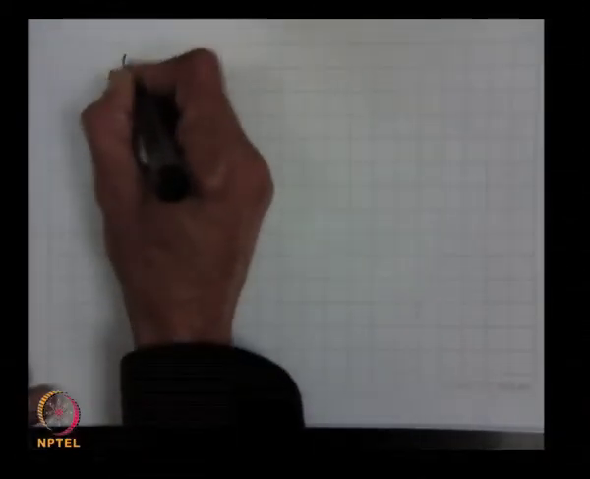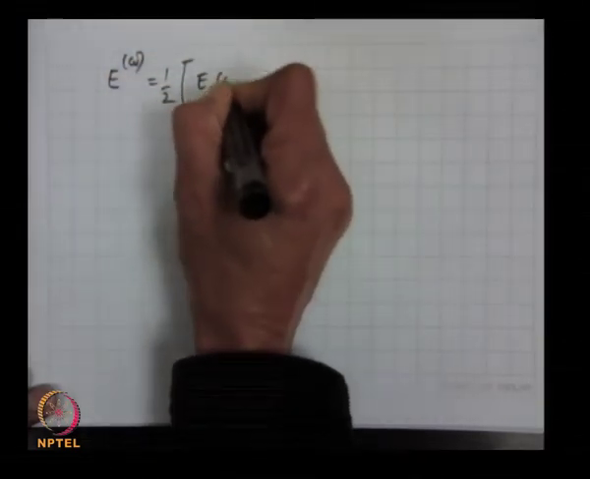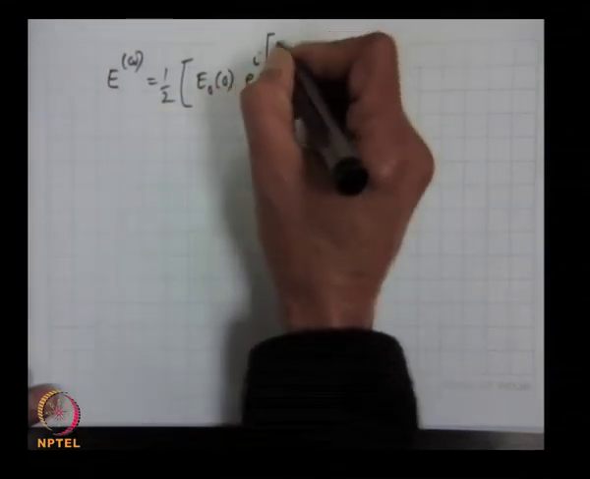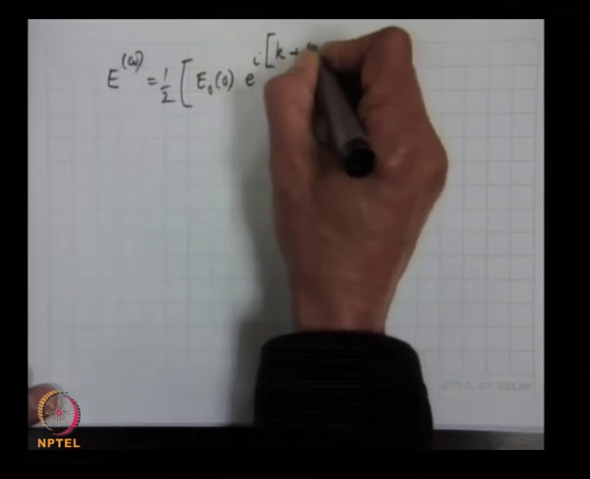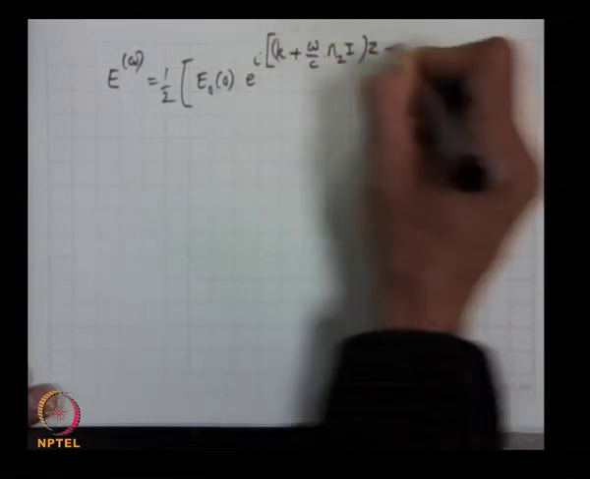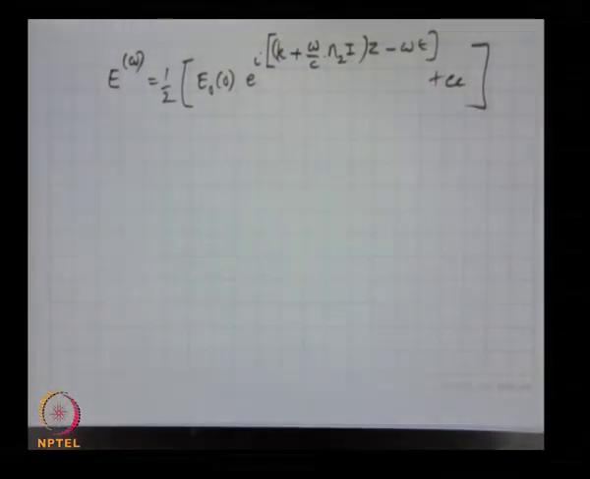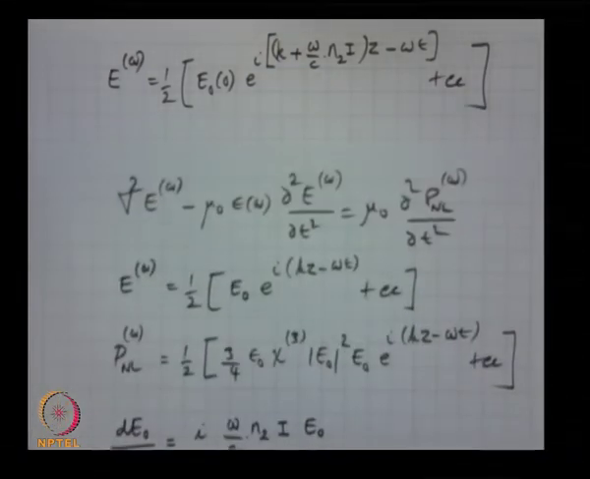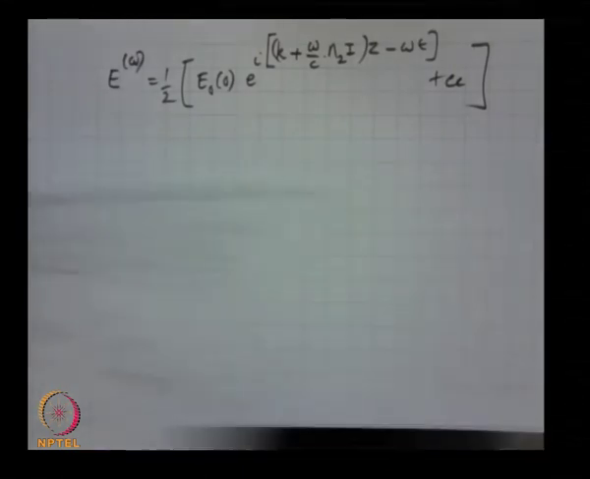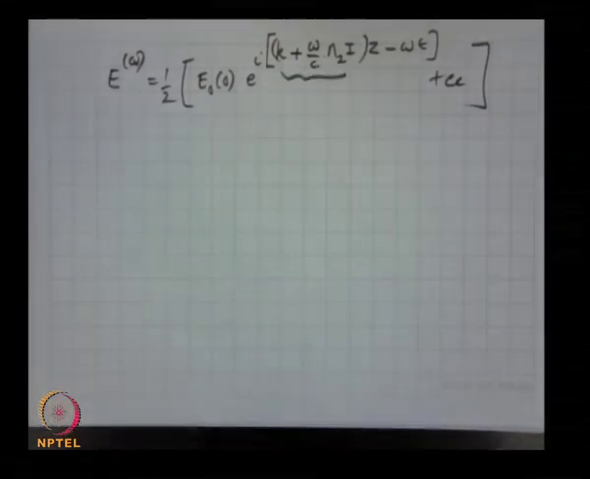E of omega is equal to half E naught of 0 exponential i, now I have k plus omega by c into I into z minus omega t, plus complex conjugate. This E naught has an additional term here, a z dependent term. I add that with the kz term, and what do I get? A propagation constant which depends on intensity.